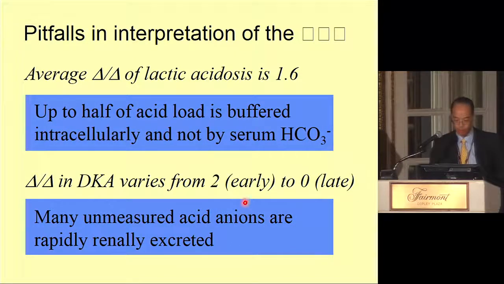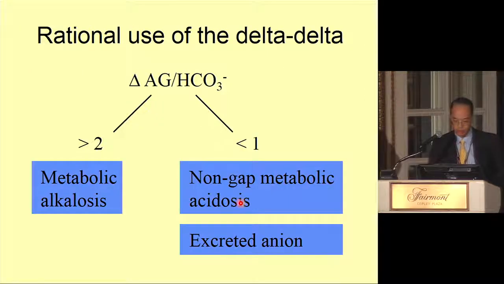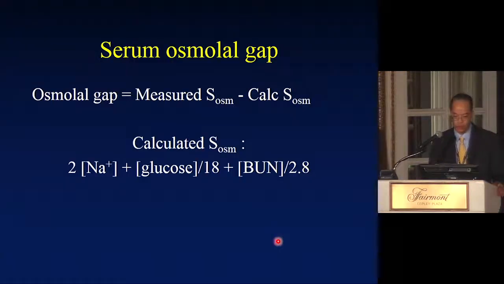So a more practical way of using the delta-delta might be to consider metabolic alkalosis when the delta-delta is a little higher, maybe greater than 2. If it's between 1 and 2, it's a little fuzzy. And if it's less than 1, it could be a superimposed metabolic acidosis, but it could simply be that your anion is being excreted in the urine. Okay, so back to the main curriculum.